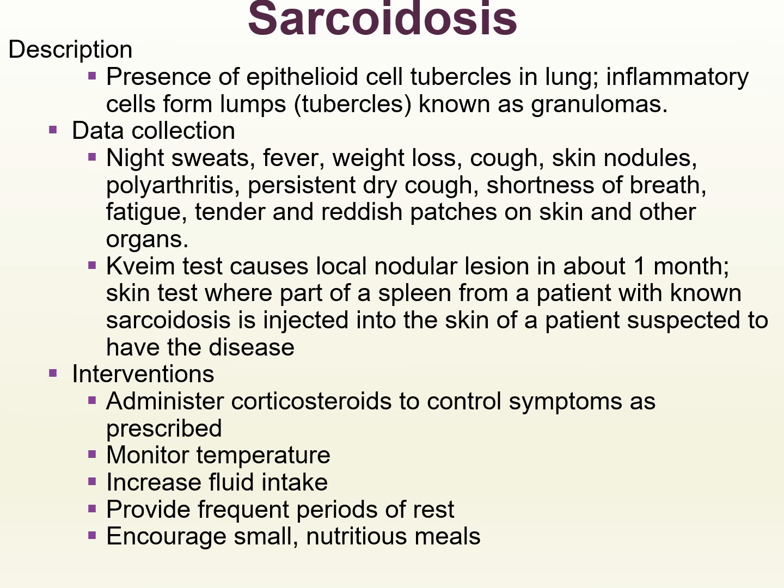They're going to do a Kveim test on these patients. If it's positive, a local nodular lesion will develop. This Kveim test is a skin test where part of a spleen from a patient with known sarcoidosis is injected into the skin of a patient suspected to have the disease. For these patients, we're going to administer steroids or corticosteroids to control the symptoms, monitor for temperature. We're going to increase their fluid intake, make sure they're getting frequent rest and lots of it, and encourage small but nutritious meals.